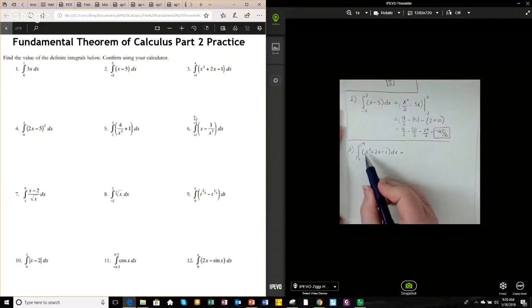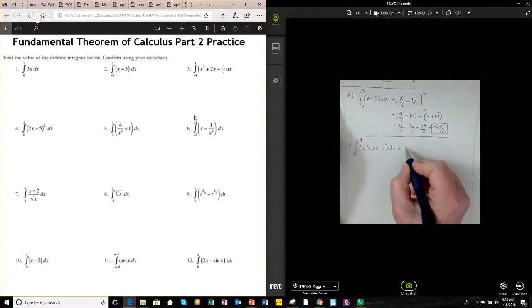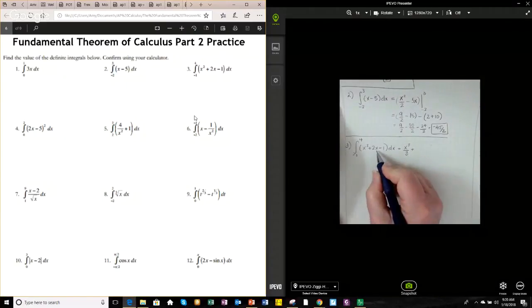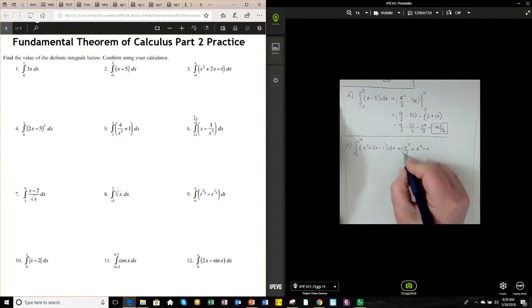In order to do that, I'm going to raise the power 1 here and divide by the power. So this will be x to the 3rd divided by 3 plus, raising the power 1 here, we get x squared over 2 times 2, which is just x squared, minus x, evaluated between negative 1 and 4. And so let's plug 4 in here, and we get 64, because 4 cubed is 64, over 3, plus 16, minus 4.